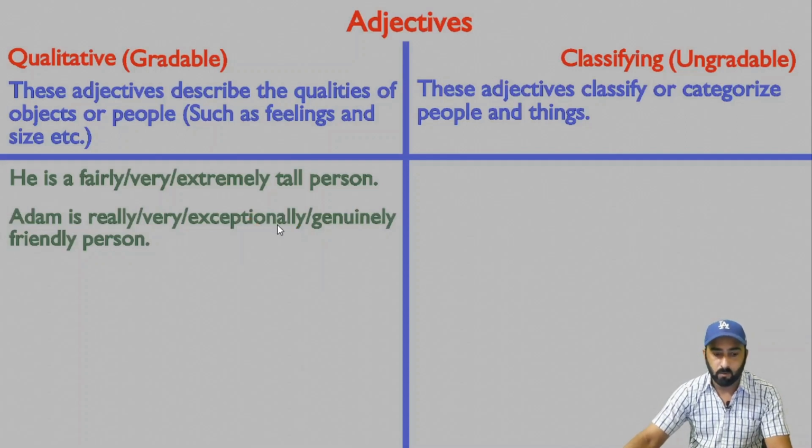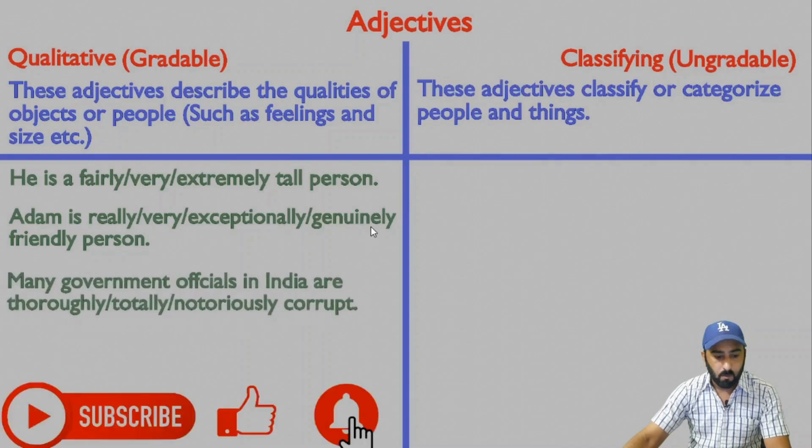You can learn better with examples. Okay, so with the third example we have a simple sentence. This sentence is reflecting a terrible truth of government departments in India. As you can see here, many government officials in India are thoroughly, totally, notoriously corrupt. And from this sentence, we come to know that some of the officials in the government departments are corrupt.